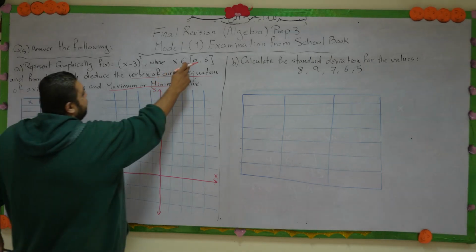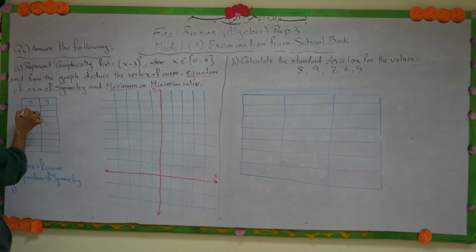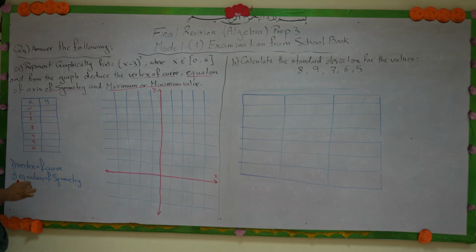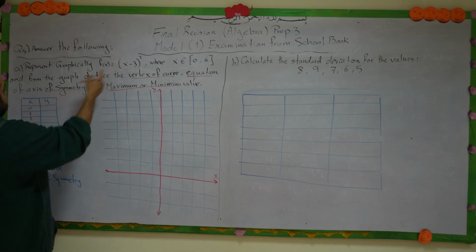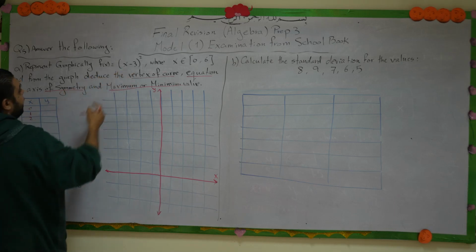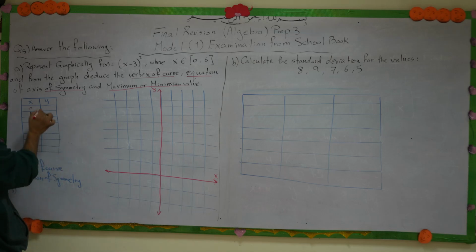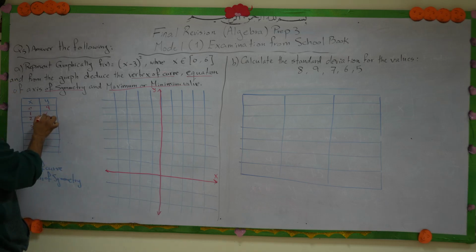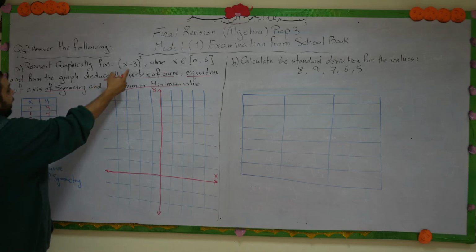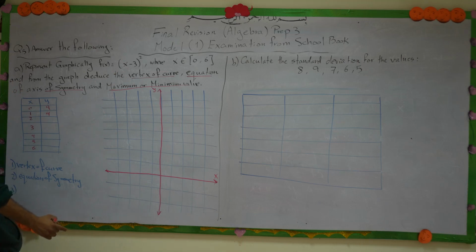We know x is from 0 to 6, so 0, 1, 2, 3, 4, 5, 6. To get the values of y, we substitute each x in the function. 0 minus 3 is negative 3, to the power 2 will be 9. 1 minus 3 is negative 2, to the power 2, 4. 2 minus 3 is negative 1, to the power 2 will be 1.